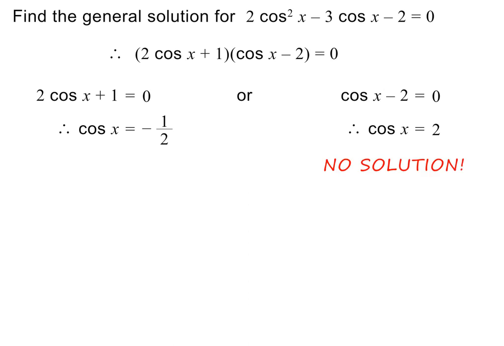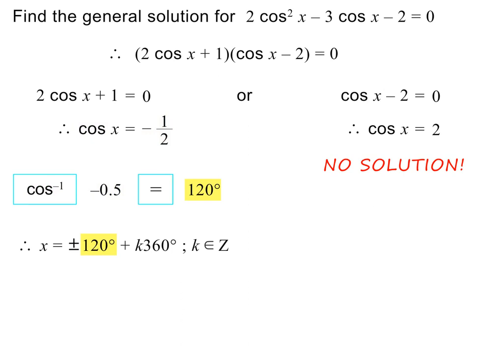Here you need to be wide awake. Cos x equals 2 has no solution, because cos x can never have a value greater than 1. We therefore only have one equation to solve. Let's do it. Step 1, as always, is to do the following calculator work. This gives the angle 120 degrees, which we can use to write down the general solution. This completes the question.